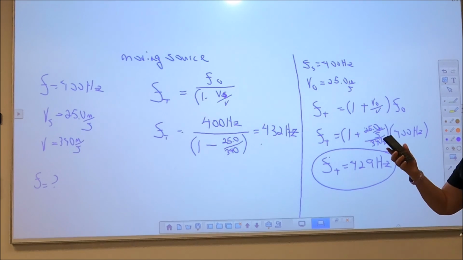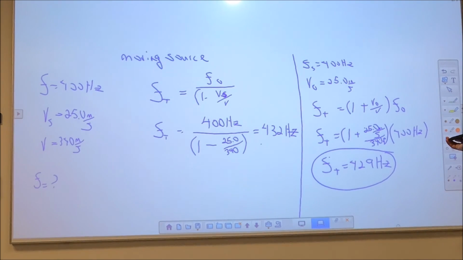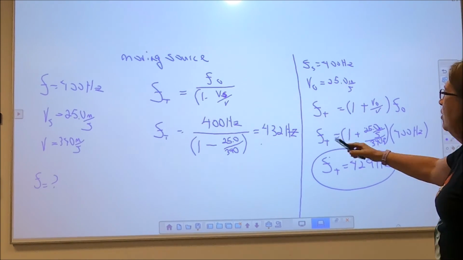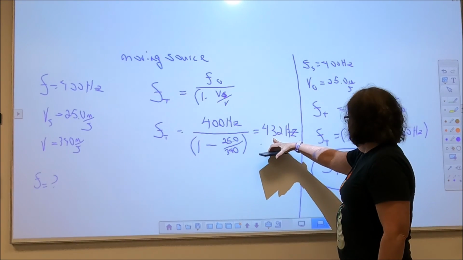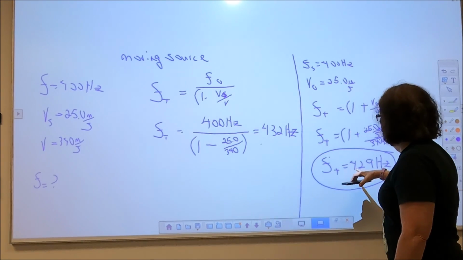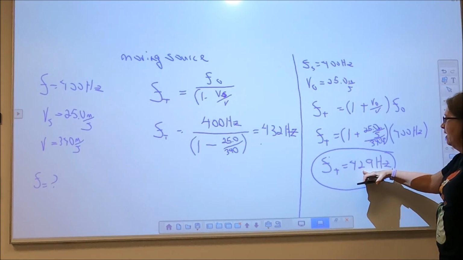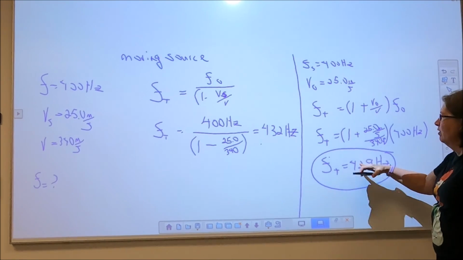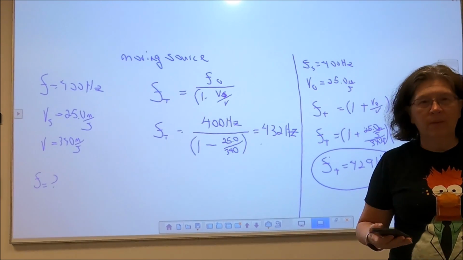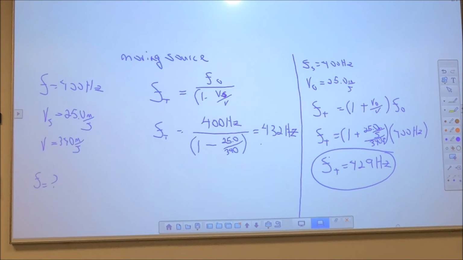So your friend is singing at 400 hertz, you're singing a note at 400 hertz. What you hear your friend doing is 432 hertz. Your friend hears what you're doing at 429 hertz. We're pretty close. Okay, it's probably a round off error. So you can see moving toward, moving away. And this, guys, ends chapter 16.